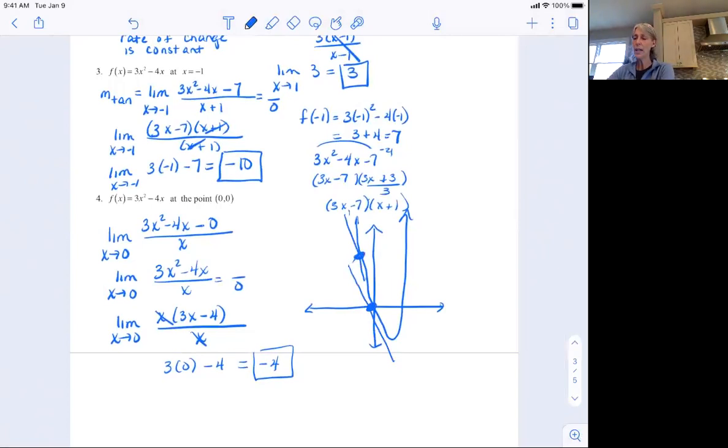So tonight, what I want you to do is practice using this formula. It's very important that you just get the process down. Okay, thanks, guys. See you soon.